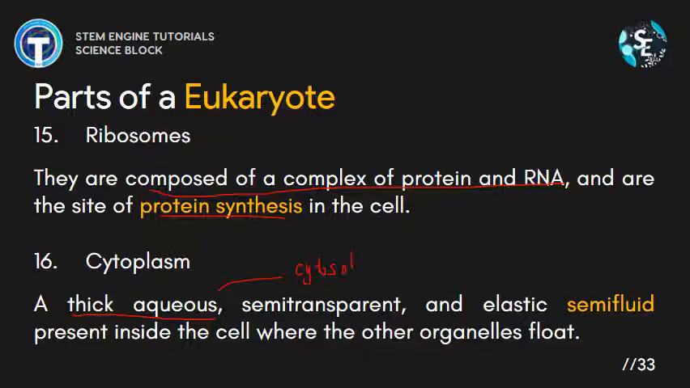And lastly, we have the cytoplasm, which is a thick aqueous, semi-transparent, and elastic semi-fluid present inside the cell where the other organelles float. So, ang tawag naman natin dito sa thick aqueous, semi-fluid mismo is called the cytosol. So, yun yung more specific term for the semi-fluid that can be found in the cytoplasm. Kasi pag sinabi natin cytoplasm, it contains the organelles. When we talk about the cytosol, it is only the elastic, semi-transparent, and thick aqueous semi-fluid.